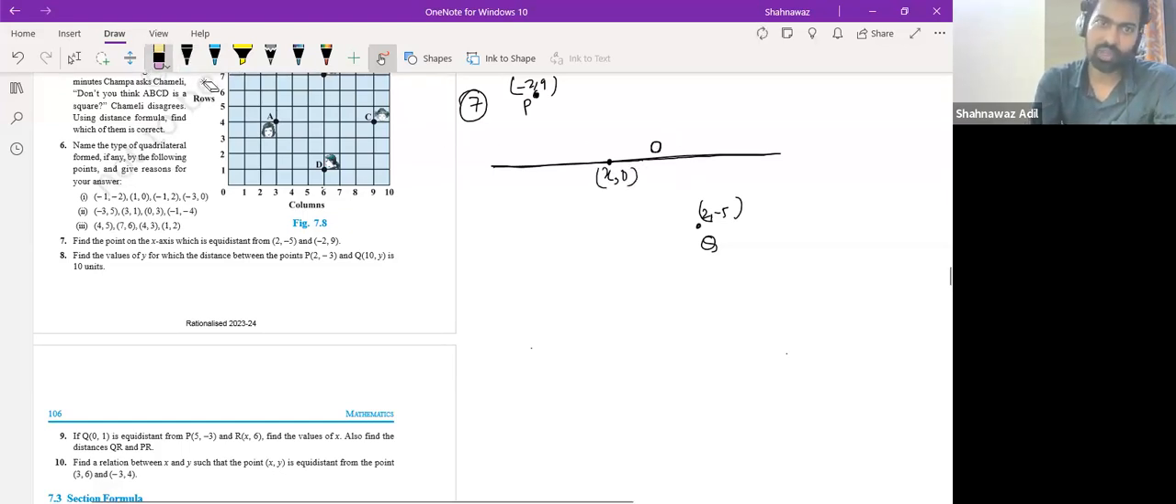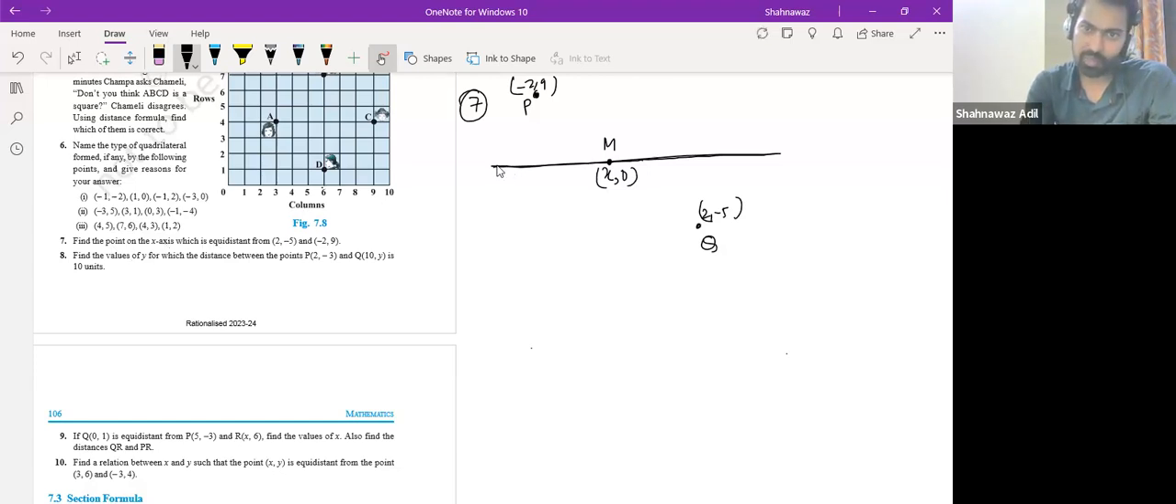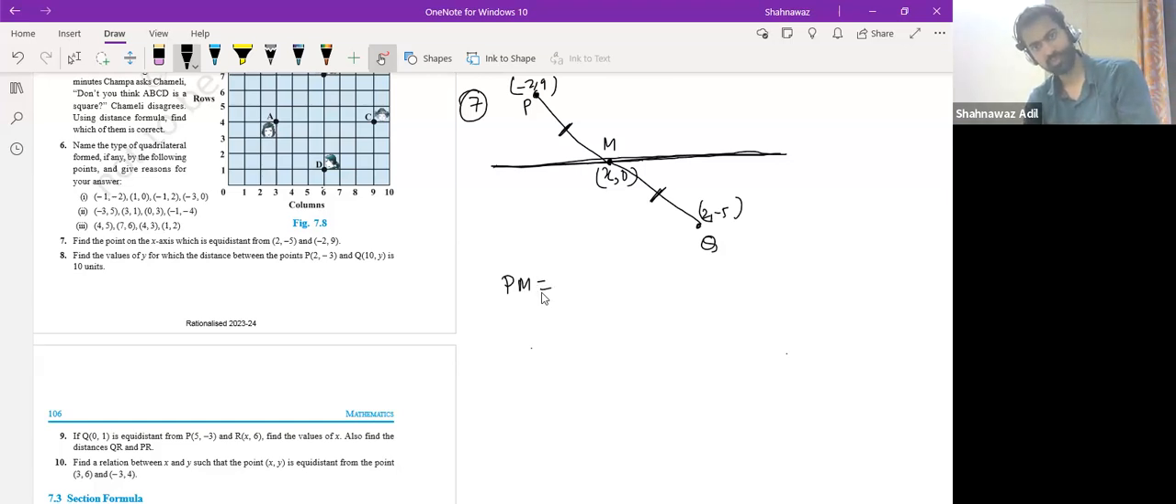So the question is to find the point on the x-axis. There is a point on the x-axis, let's say M, and it is equidistant from this point and from this point. Whatever this distance is, it is equal to this distance. Did you guys understand this question? Yes. So PM is equal to how much, Talha? PM equals QM.